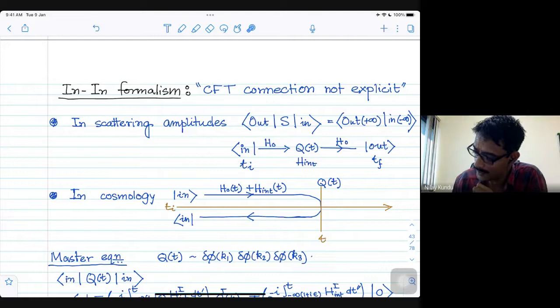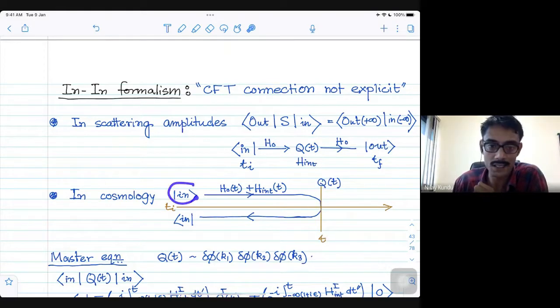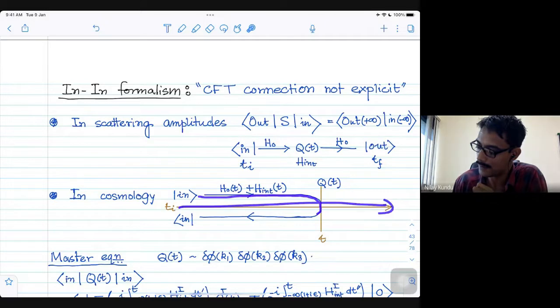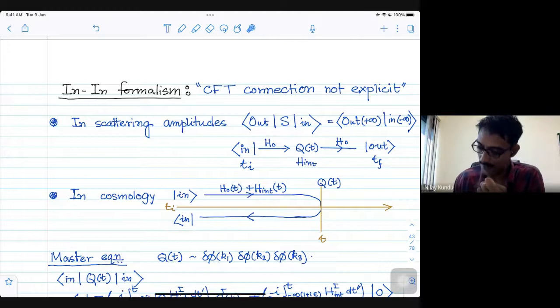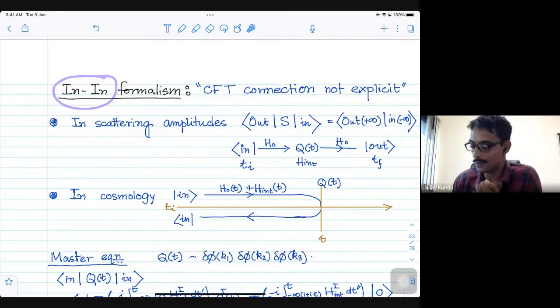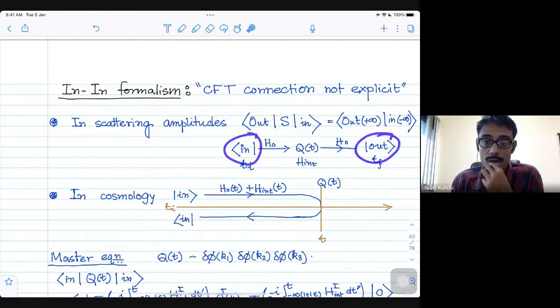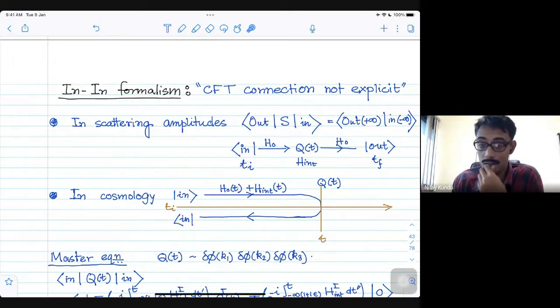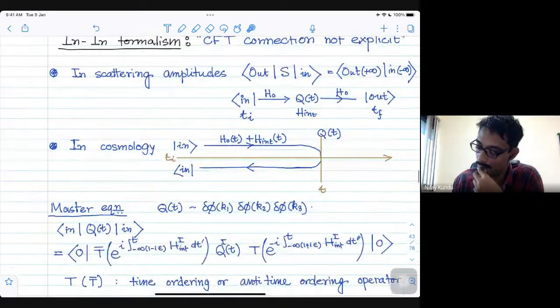But in cosmology, we just have one time slice where we do everything. In the far past, we may start with an in state, then we flow along a contour in time, this is the time direction. We come to the time slice where we would like to compute the correlation function, which may be the late time slice of de Sitter, and then we follow the contour back and go to the dual in state, or the bra in state. So that's why this is an in-in formalism as compared to the in-out formalism of the S matrix, and this is also basically called the Schwinger-Keldysh formalism.